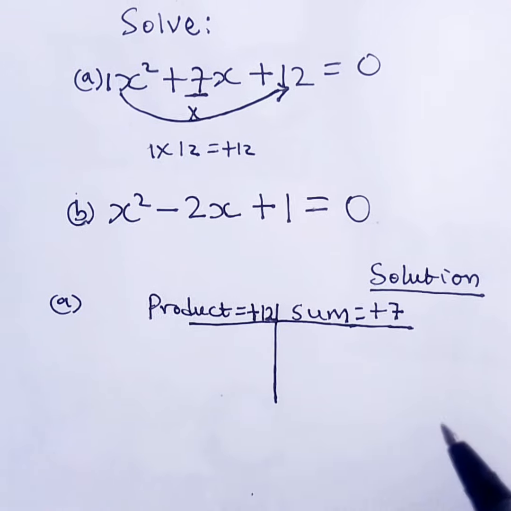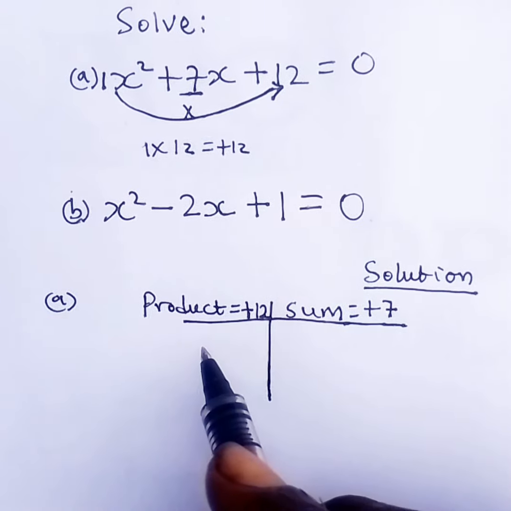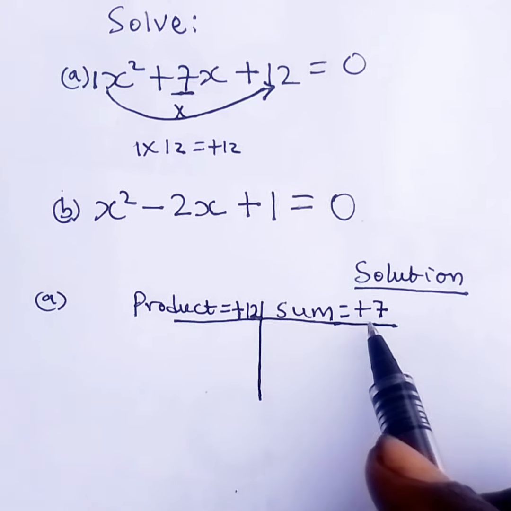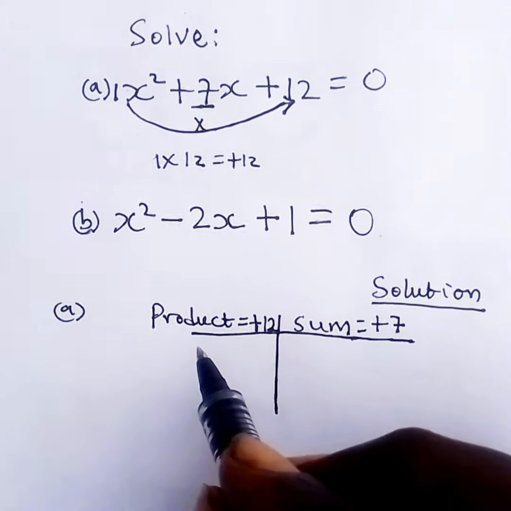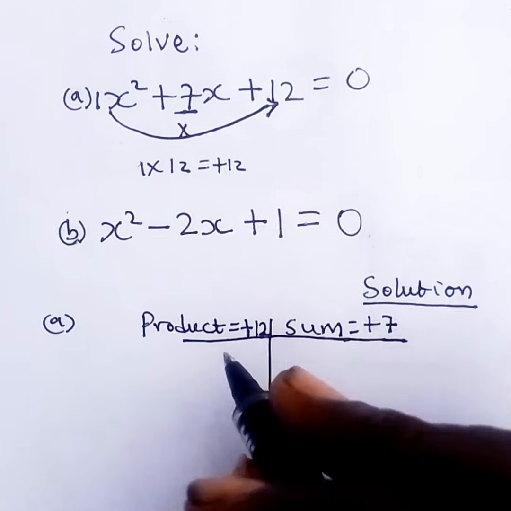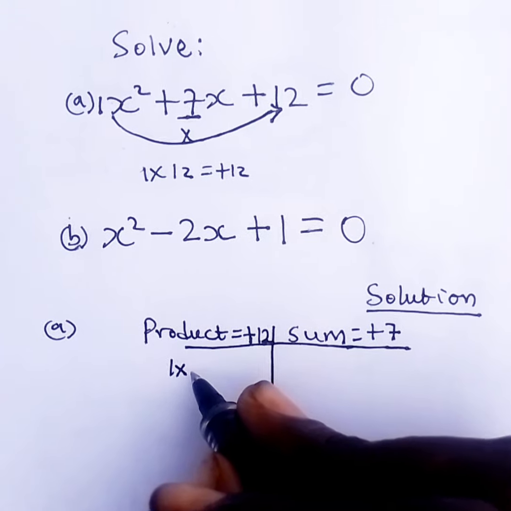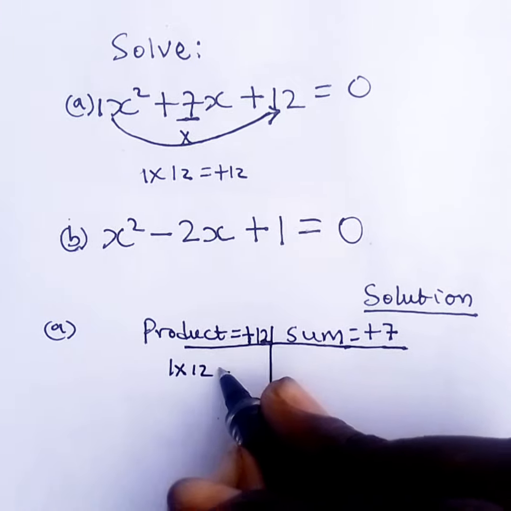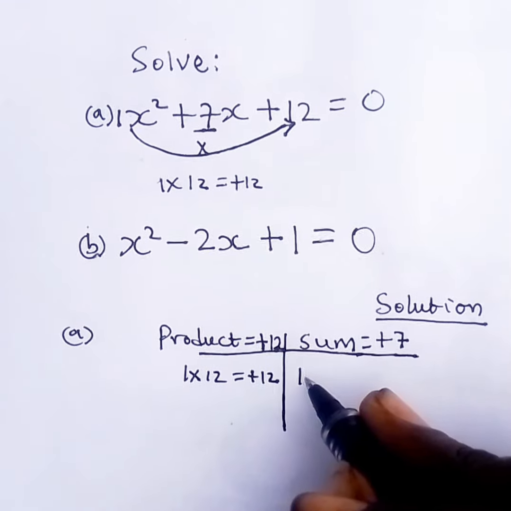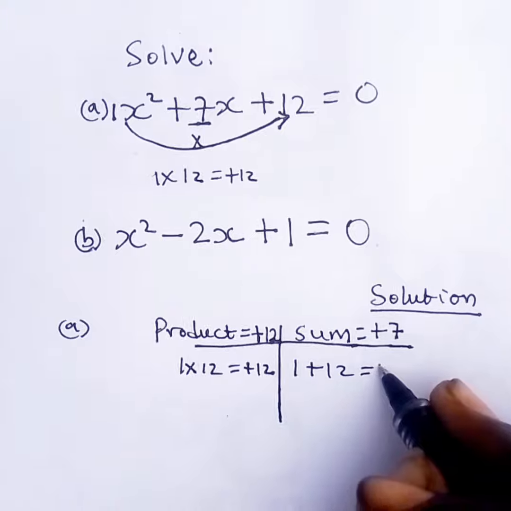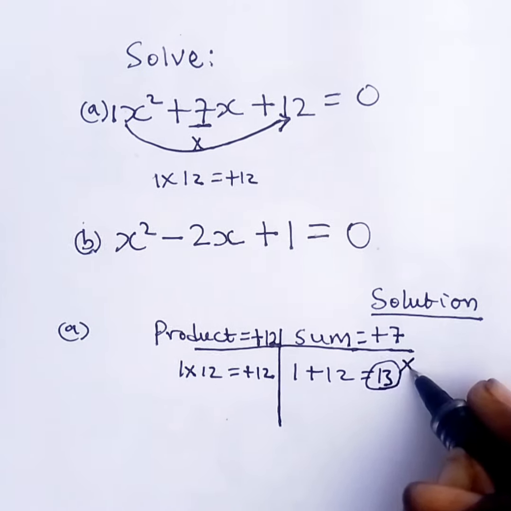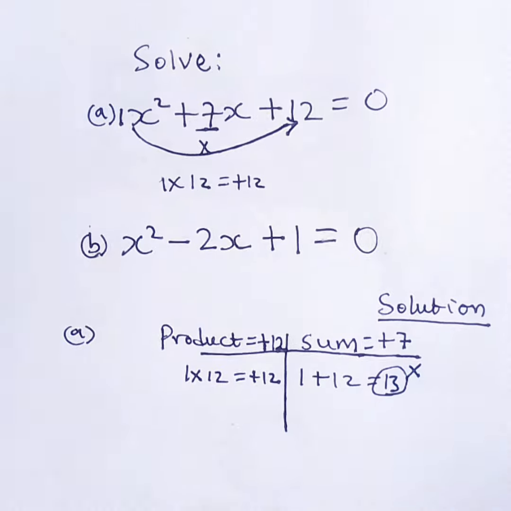The next thing we're going to do now is to look for two numbers that will multiply themselves to give this plus 12, and when they add themselves, they are going to give plus 7. So we're going to use the trial and improvement method in order to get those numbers. We can start with 1 times 12. 1 times 12 is going to give us plus 12, right? But 1 plus 12 is going to give us 13, which is wrong. See that this 13 is not equal to this 7, so we're not going to use this.